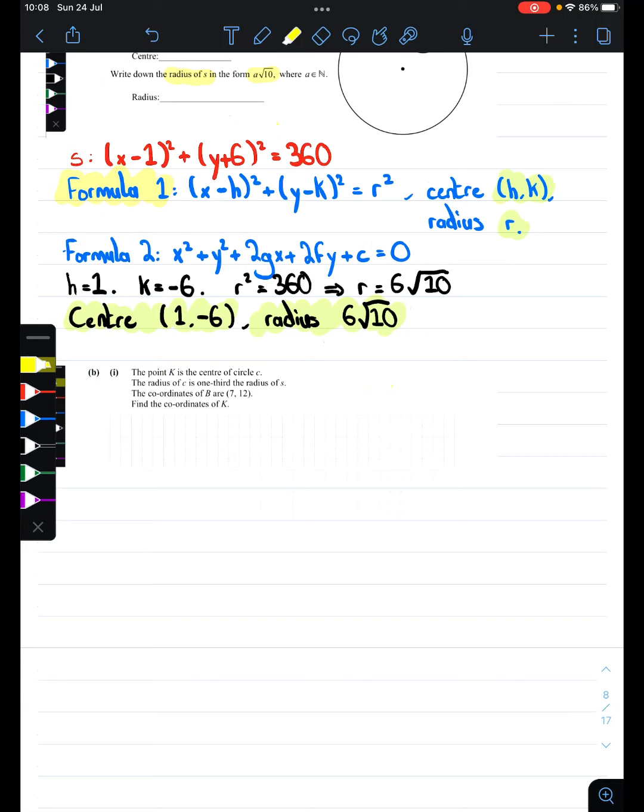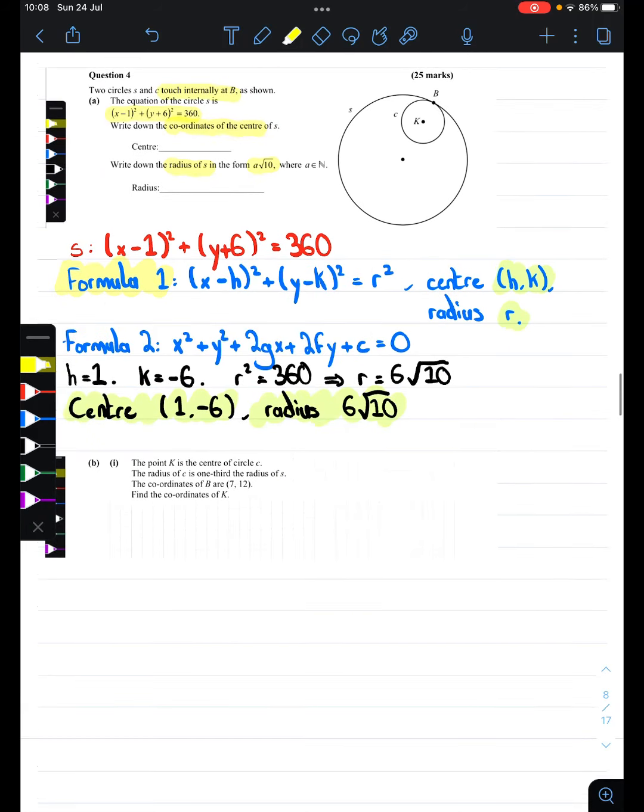Now on to part B. The point K is the center of circle C. The radius of C is 1/3 the radius of S. The coordinates of B are (7, 12).